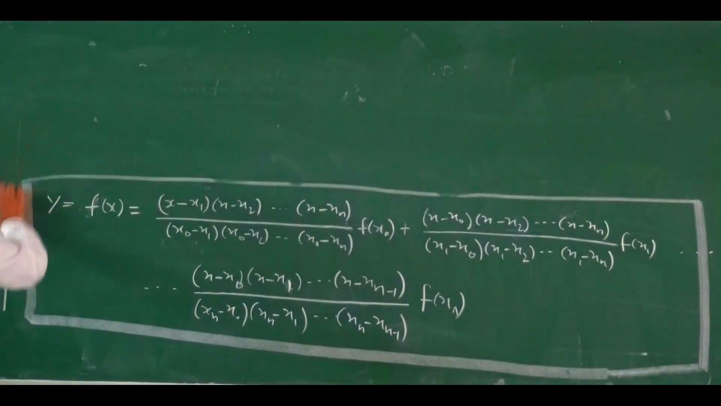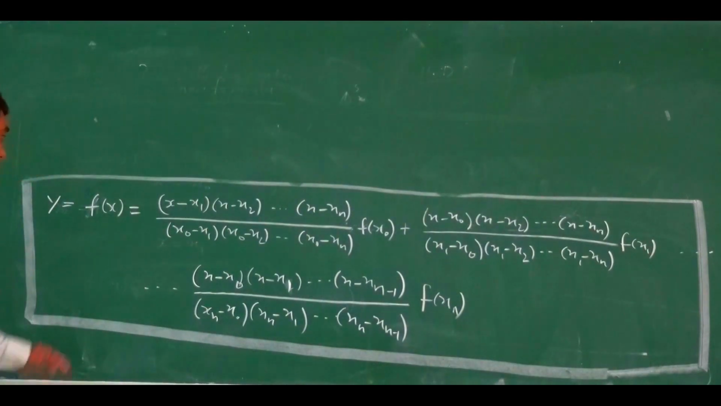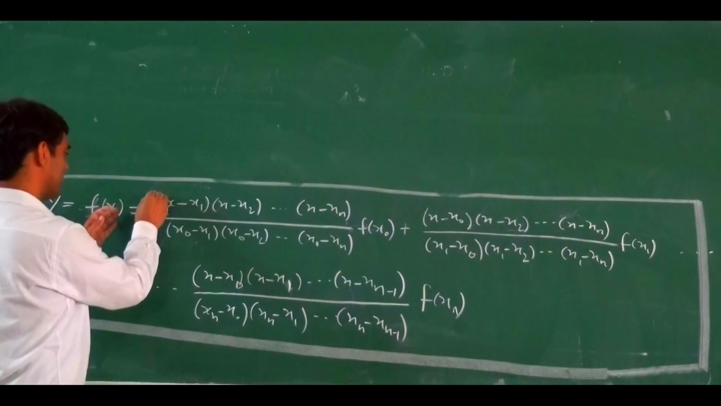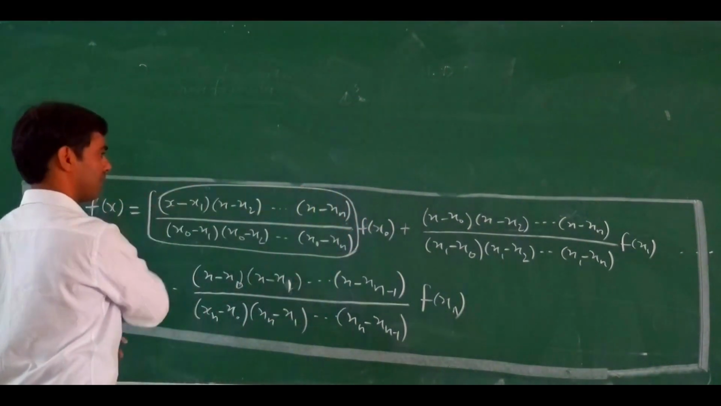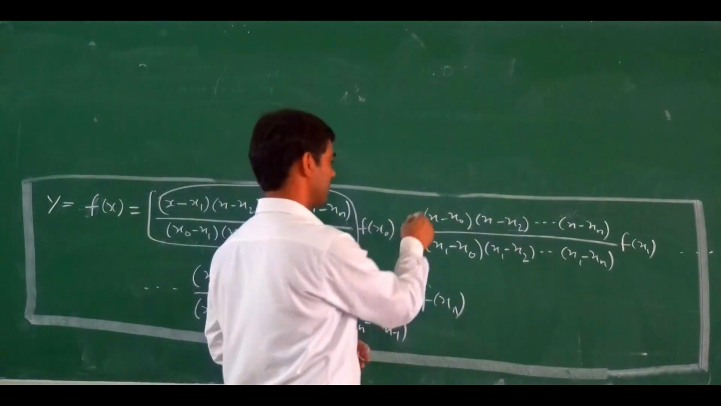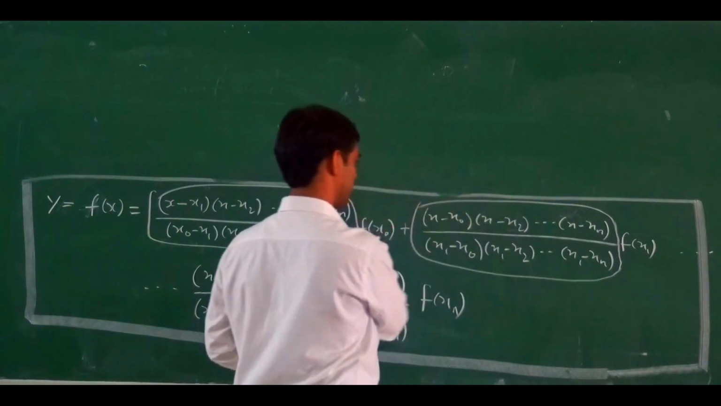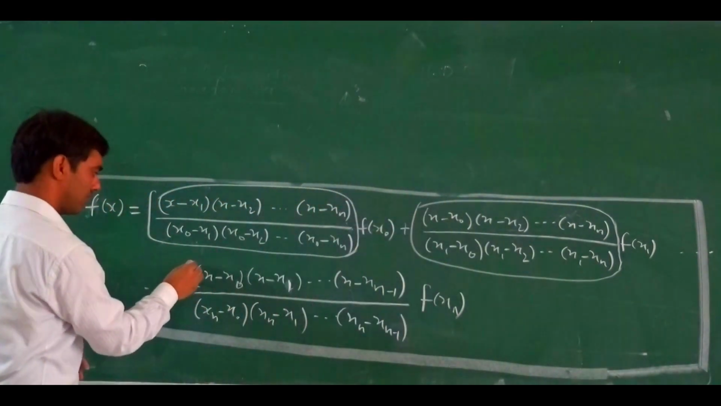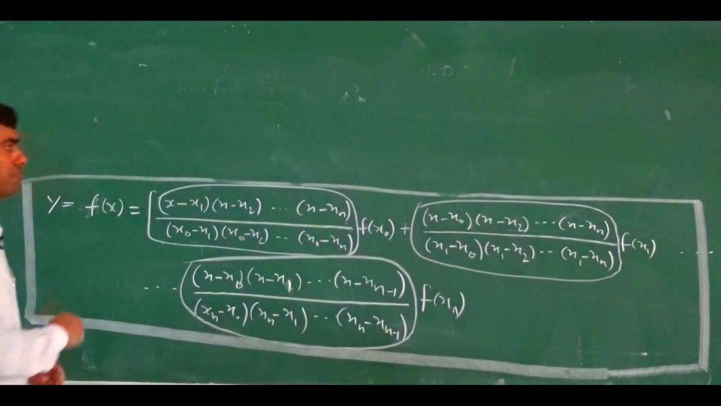Now here we write in terms of a Lagrange multiplier. This term is a Lagrange multiplier. This term is also a Lagrange multiplier. This term is also a Lagrange multiplier.